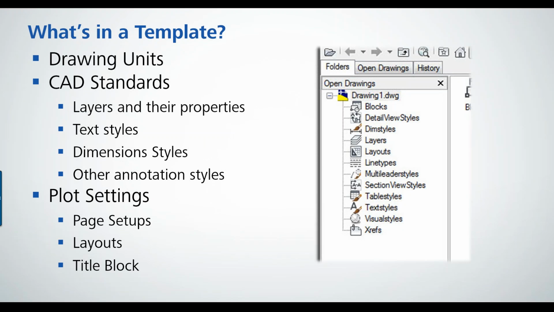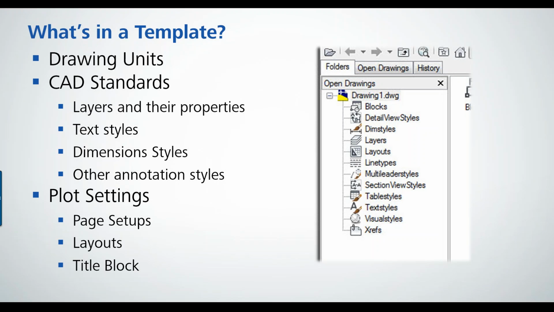So some of the things that are in the template are, one, your drawing units. Are you working with an architectural drawing, a civil engineering drawing, a structural drawing? You want to have the appropriate drawing units applied to your template. Some of the CAD standards, like the layers and the properties of the layers: what color, lineweight, linetype, and so on. Text styles, dimension styles, table styles, visual styles, things like this can be part of the template.